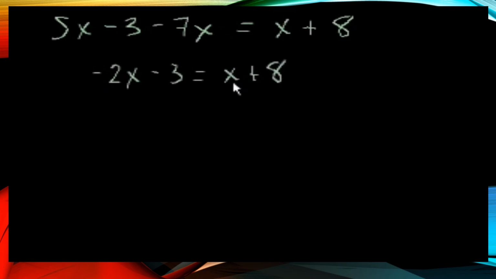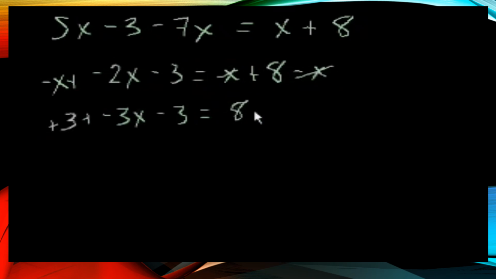Now, if we want to take this x that's on the right-hand side and put it over the left-hand side, we just subtract x from both sides. The left-hand side becomes minus 3x minus 3 is equal to, these two x's cancel out, it's equal to 8. Now we can just add 3 to both sides to get rid of that constant term. 3 on the left-hand side, these two 3's will cancel out, and you get minus 3x is equal to 11.